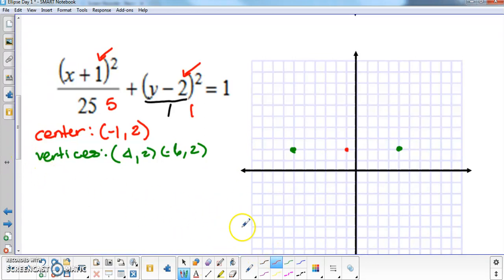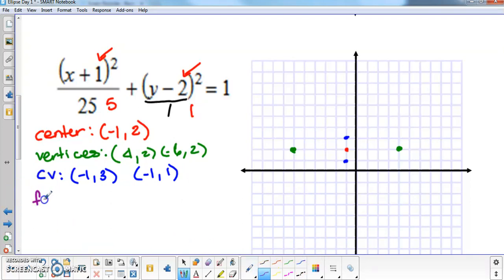Then my co-vertices. I know I changed up the colors. Sorry, guys. Co-vertices. Right here, my smaller number, and it's on my y, so it means I'm going up 1 and down 1 from my center. So those are going to be located at -1 and 3, and -1 and 1.